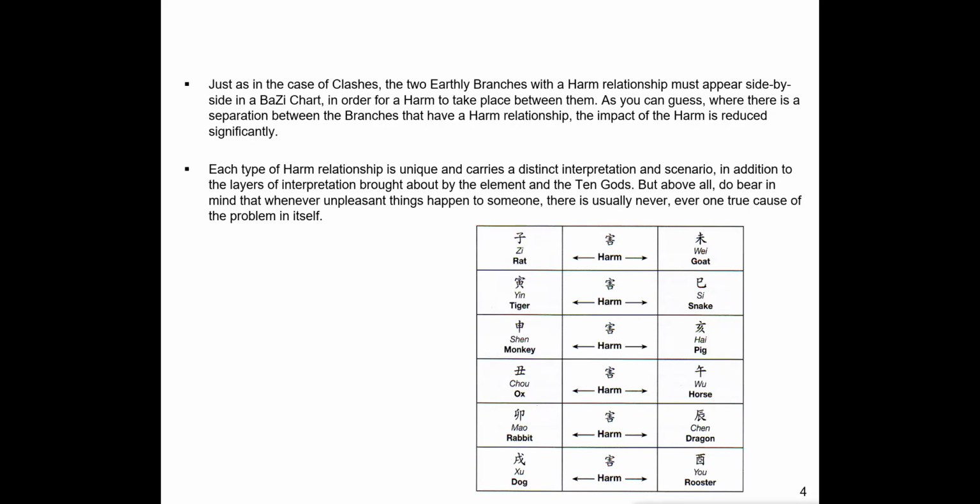Now based on JY's literature, just like clash, harm also must appear side by side. Must appear side by side for a harm to take place. And of course, if it is separated, then it's reduced. So therefore we now need to look at it, and you bring in the layers of the 10 gods. Okay, so now let's take a look into this chart.